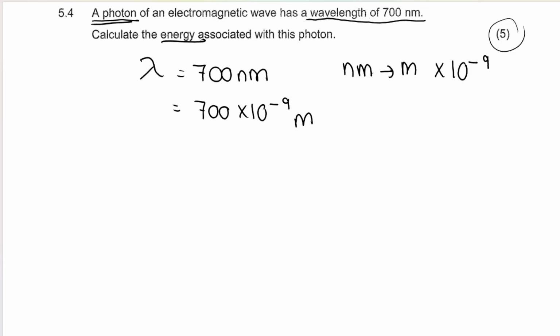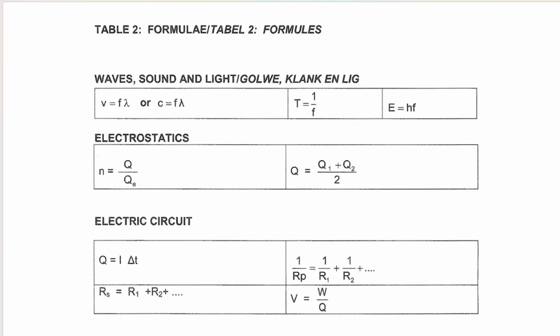And what they want is energy associated with this photon. So let's look at our formula sheet. We have wavelength. We want energy. This isn't actually too much work if you know your formulas and you use the correct one. What we have to use is actually a combination of this formula and this formula. Now, on this particular formula sheet for this particular exam, they didn't give the formula that combines these two, but I do go over this in my video, and some formula sheets do give the combined version, and it looks like this.